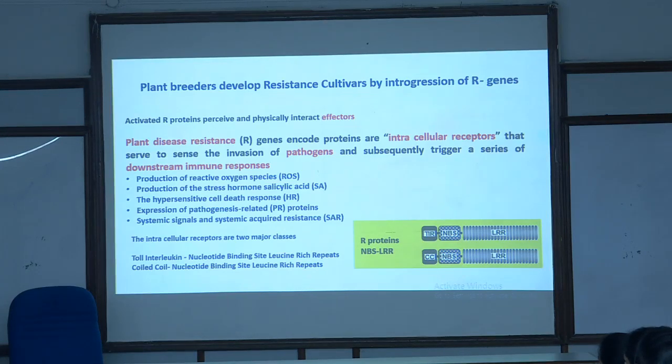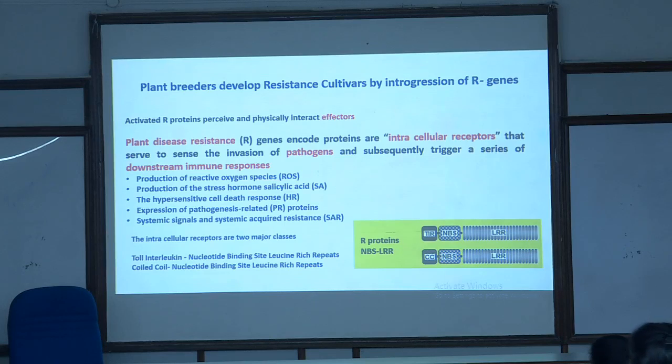For the benefit of the students, you must understand R proteins are nothing but intracellular receptors, right? Most of the intracellular receptors, or cytoplasmic receptors as we call them now, are all the product of these R genes, and they interact physically. When this R protein physically interacts with effectors, what is going to happen here? The plant disease resistance genes encode proteins that are intracellular receptors that serve to sense the invasion of the pathogens.